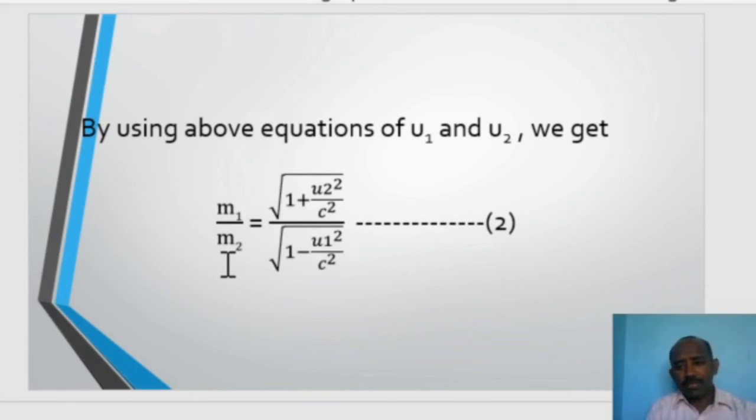The next expression is by using the above equation, u1 and u2. Once again we do the calculation in a different way. So we will get m1 by m2 is equal to (1 plus u2 square by c square) divided by root of (1 minus u1 square by c square). There are a lot of mathematical steps here, so I have not shown them. We can simply remember this expression.